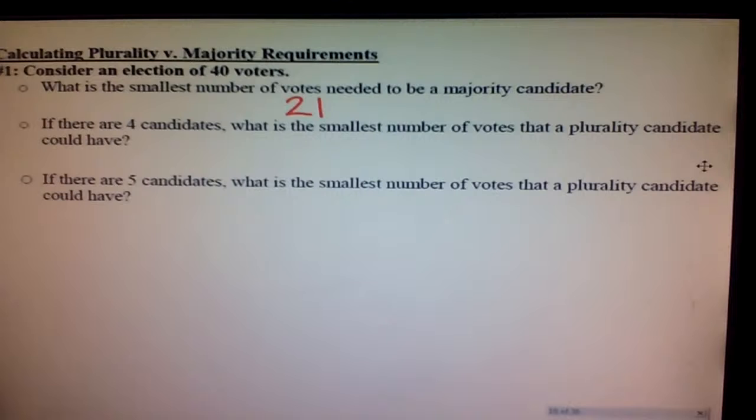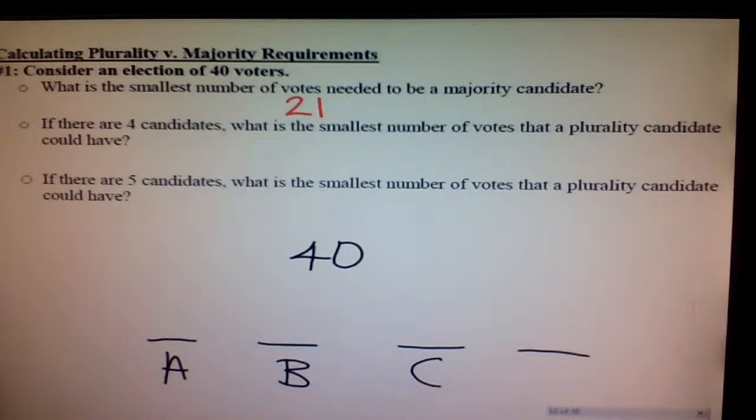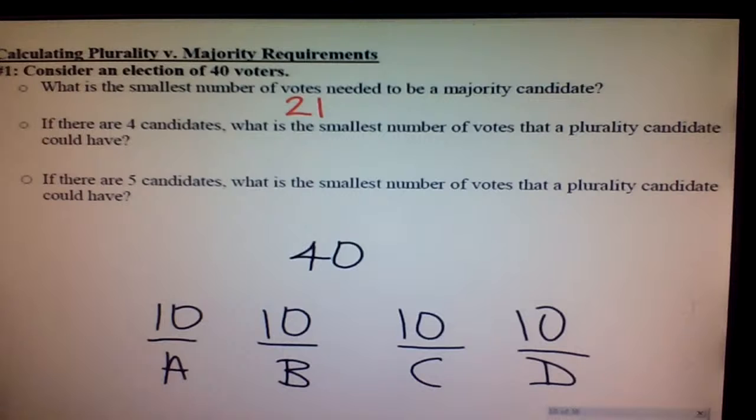Okay, so if I have 40 votes, and I'm giving all these votes to these 4 candidates, candidate A, candidate B, candidate C, candidate D, I can give them out so everybody ties. They can each get 10. That puts us at a tie. I need a winner, so I need more than what they would tie with. So I would need 11.